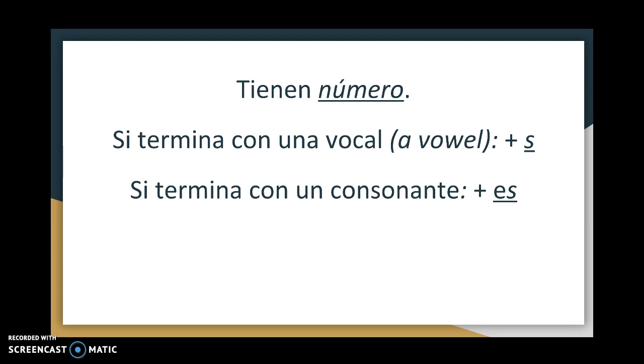If a noun ends with una vocal, which is how we say a vowel in Spanish, all you do to make it plural is add the letter S. So once again, to make a noun that ends with a vowel, A, E, I, O, or U, plural, all you do is add the letter S. If a noun ends with a consonant, in other words, any other letter, you add the letters ES to make it plural. Now please pause the video again.